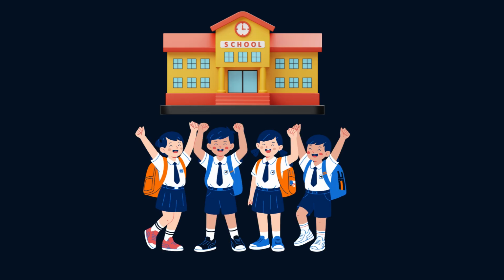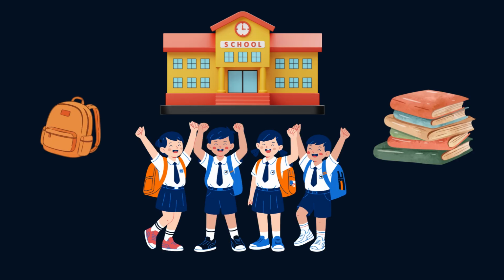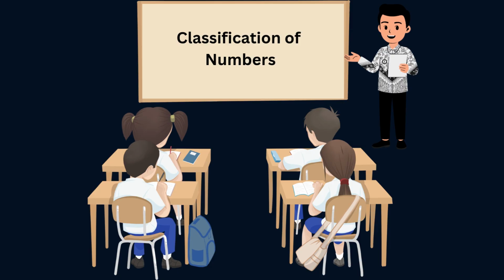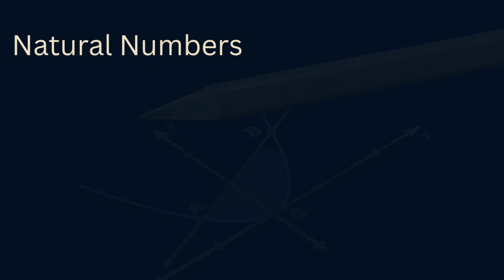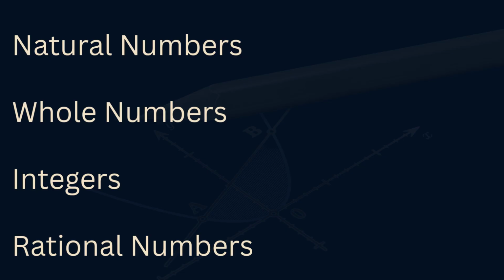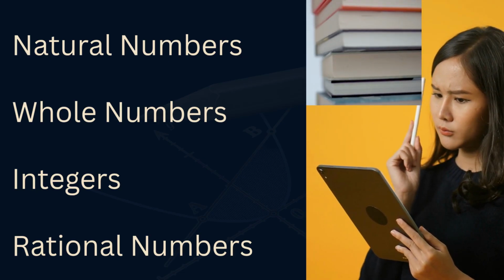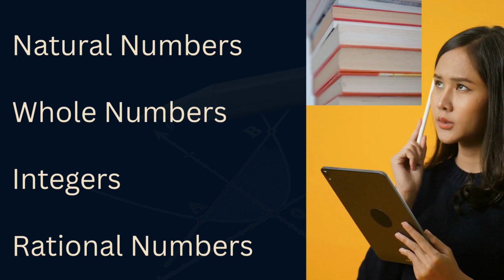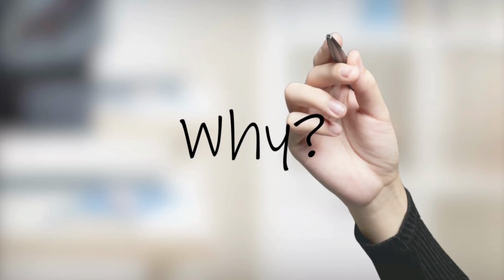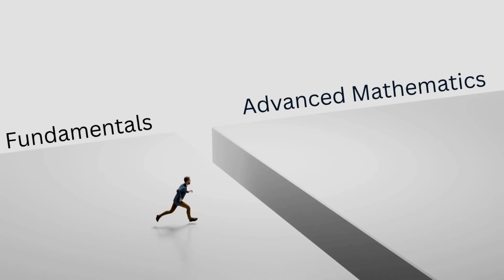Today we are going to talk about something that every student learns very early in school, but very few truly understand: the classification of numbers. Natural numbers, whole numbers, integers, rational numbers. You may remember these names from your school textbooks, but at that age, most students simply memorize the definitions without really understanding why these classifications exist. Because of this, a small gap in understanding begins early and often grows larger as mathematics becomes more advanced.